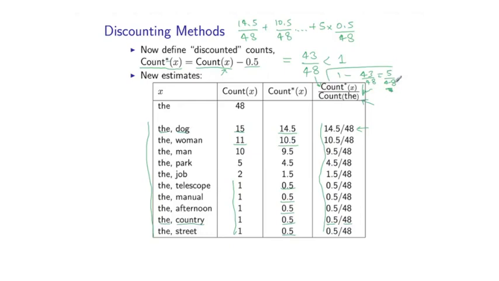Now, the basic idea in discounting methods is going to be to take this missing probability mass and divide it between other words in the vocabulary which aren't in this list, i.e. words where the count following the word "there" is equal to 0. Those unlucky words which were never seen in a bigram with "there" as the first word.